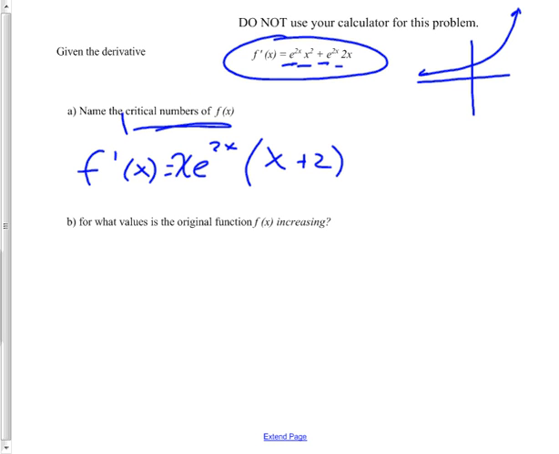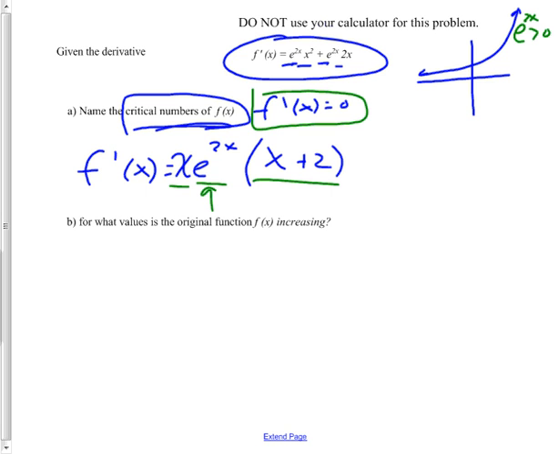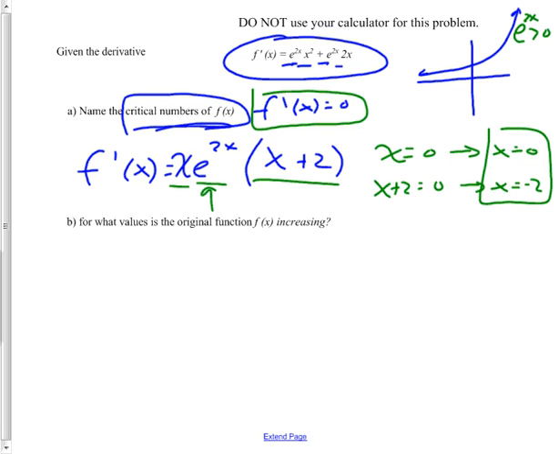And we want to find the critical numbers. So the critical numbers are when f prime of x equals 0. Well, we have three factors: factor 1, factor 2, factor 3. We know that e to the 2x is greater than 0 always. It can't be 0. So this factor will never be 0. So the only ways that my derivative function can be 0 is either when x equals 0 or when x plus 2 equals 0. So when x equals 0 or when x equals negative 2. So here are my critical numbers.